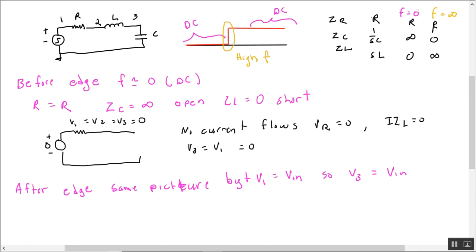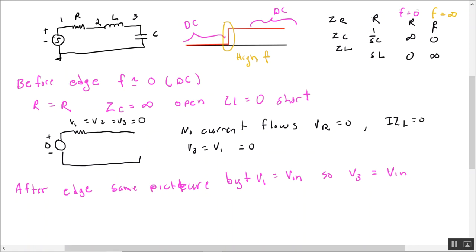So today we'll talk about the series RLC circuit and some initial and final values of it, plus whether it's under, over, or critically damped. All right.